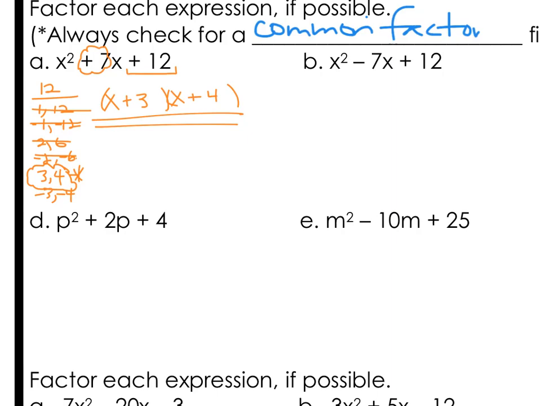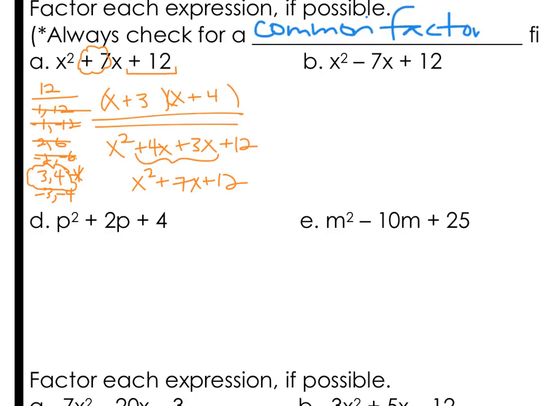And one way to check it, if we multiplied everything together, we could do x times x and get x squared. We could do x times 4, and that would be 4x. We could do 3 times x, and then 3 times 4. Combining those two terms in the middle, we would get x squared plus 7x plus 12. And again, we're just converting from standard form to intercept form. Let's try the next one.